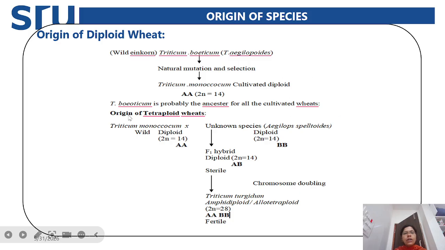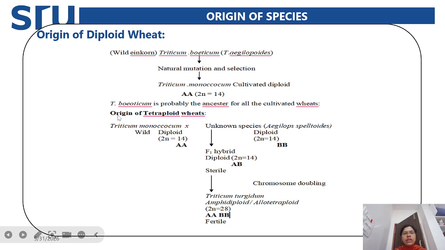This is the origin of the diploid species, that is the Triticum boeticum through natural selection and mutation. The Triticum monococcum was obtained. It is a cultivated diploid. It is having the chromosome number 2n equal to 14, and the genome is represented as AA.